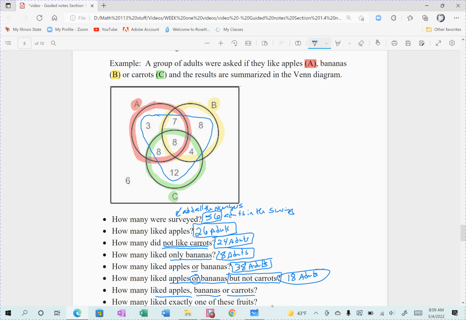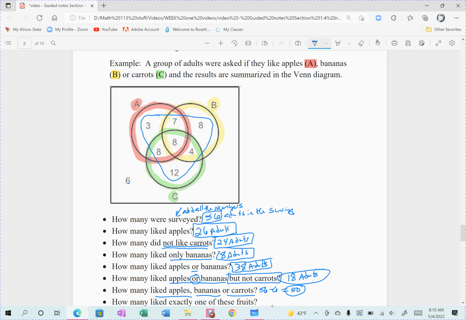Or you can use the fact that we want to throw out people who don't like those. I know there are 56 people, and 6 of them don't like those 3. So if I take my 56 minus 6, the 6 that don't like any, that means 50 should like one of them.